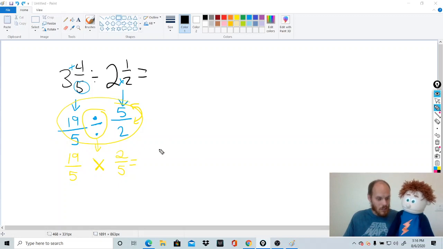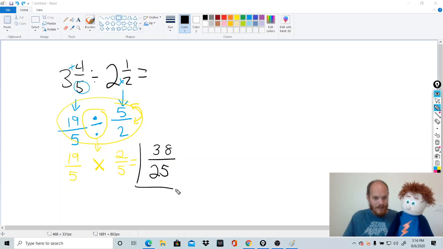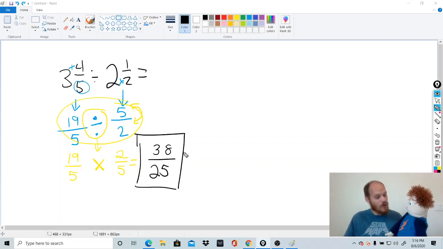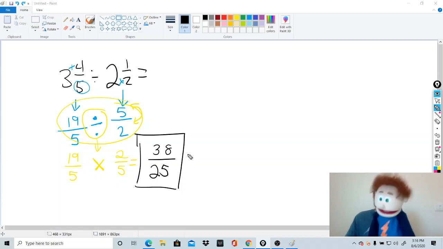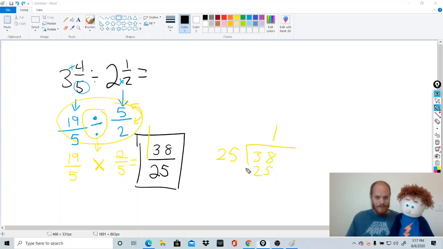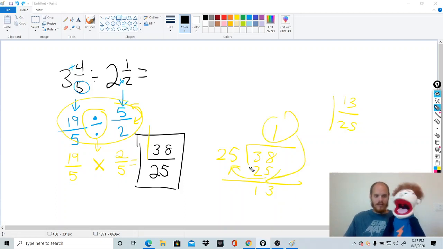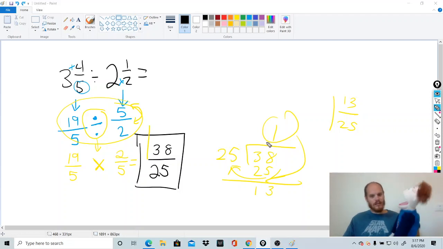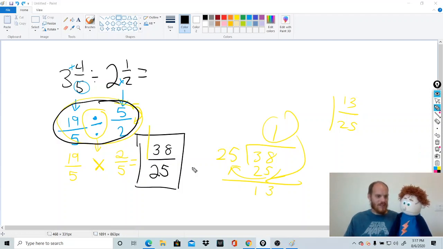So 19 times 2 is 38. 5 times 5 is 25. And you're done, unless they want it in mixed form, and then that was where you'd what? Division. Let's do division. Good. Which one goes on the inside? 38. Exactly. So 25 into 38 goes one time. And I stop there. So this is 1 and 13/25. See? Oh man, that's easy. Fractions are not that hard. I told you. Once you know the shortcut of turning it into an improper fraction, they become easy.